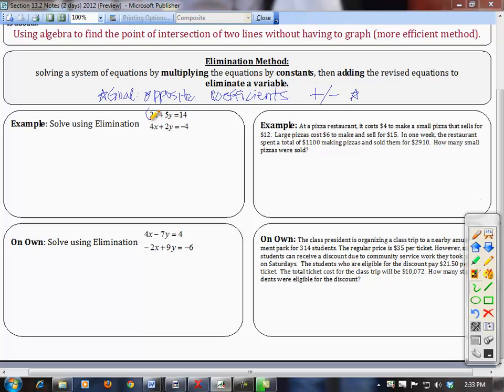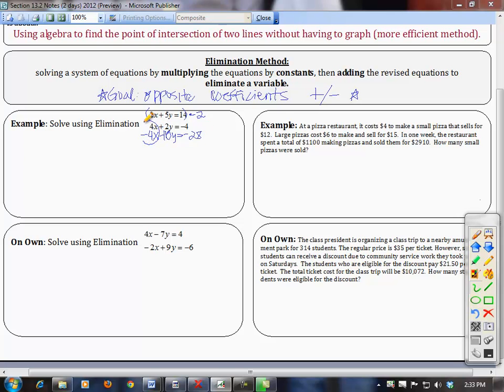Well, if I multiply this equation by 2, then I get 4 and 4. That means they're both positive. But I want one of them to be negative. So instead of multiplying by a positive 2, I'm going to multiply by a negative 2. And what I do is I basically take each number by negative 2. So 2 times negative 2 is negative 4x. 5 times negative 2 is negative 10y. Equals 14 times negative 2 is negative 28. And basically now what you've seen is I have a positive 4x and a negative 4x.